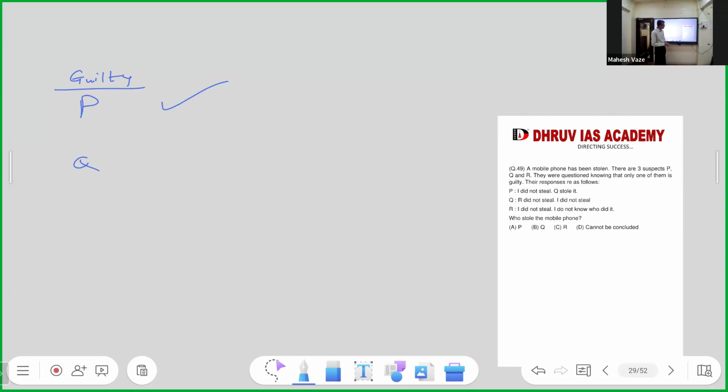That is also a lie. And "I did not steal", which is a lie because he has stolen it. So whatever he is telling, "I did not steal", will be a lie. So that cannot happen. There is a contradiction itself.